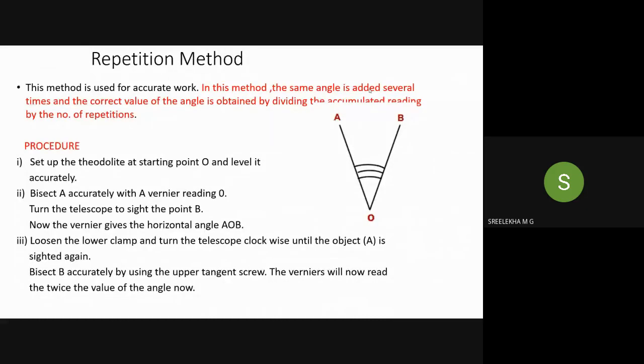Again, the same will be repeated for the other face also. So that means totally 6 values will be there. Take the average for each of the faces, which gives the average angle in each face, and the mean of that will be the actual angle. Okay, so that's the repetition method. The angles will be repeated.